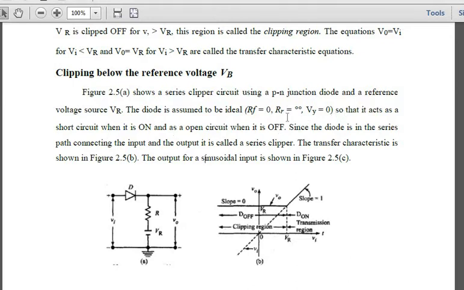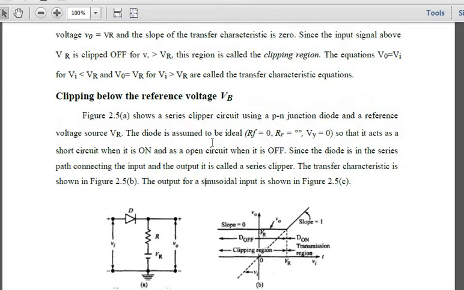Do remember here, whatever diode we are assuming here is an ideal circuit, so it will act as a short circuit when it is on, and it will act as an open circuit when it is off. Since the diode is in the series path connecting the input and output, it is called a series clipper, and the transfer characteristics of this particular clipping circuit are shown over here.